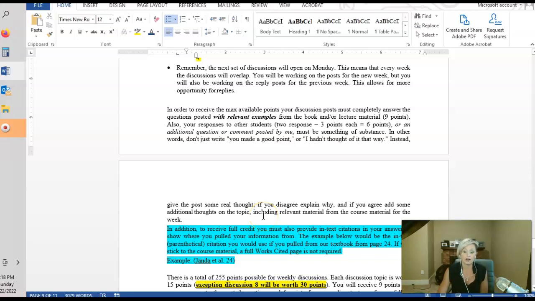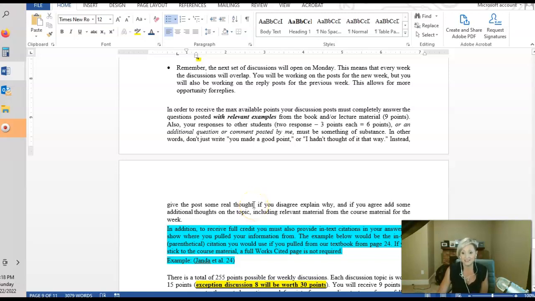So the textbook's author, Janda, et al., that means all the rest of the authors, page 22, or Gardner Lecture 1, or supplemental reading, whatever the title of it is. You have to cite, you have to tell me where you get your information, and that includes when you're summarizing in your own words or when you're directly quoting from the course material.